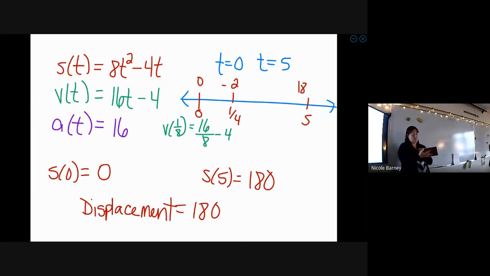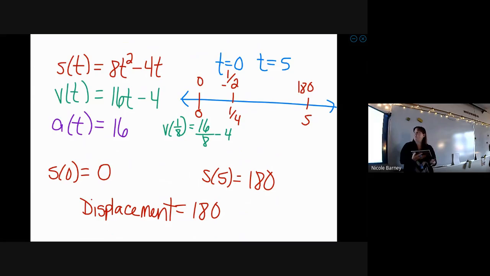180. Wait, I thought at 1/4 we were 0. 1/8 we were at negative. No, 1/4 velocity was 0, but position. We're looking at position. Oh, yeah. So it's going to be 1 over 16, 8 over 16 minus 4 over 4. Is that right? 8 over 16 minus 1, which is 1/2 minus 1. So shouldn't we be at negative 1/2? I feel like we should be at negative 1/2.